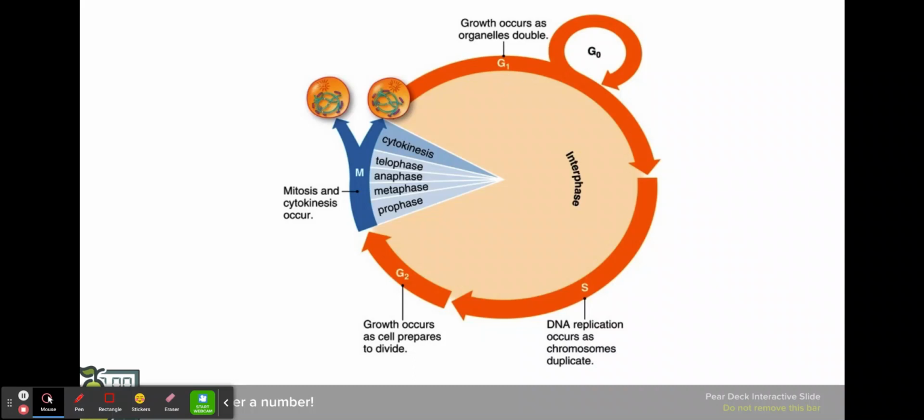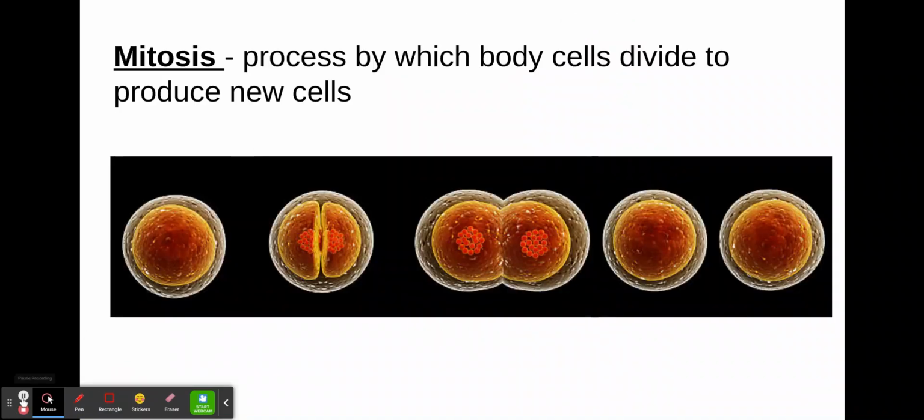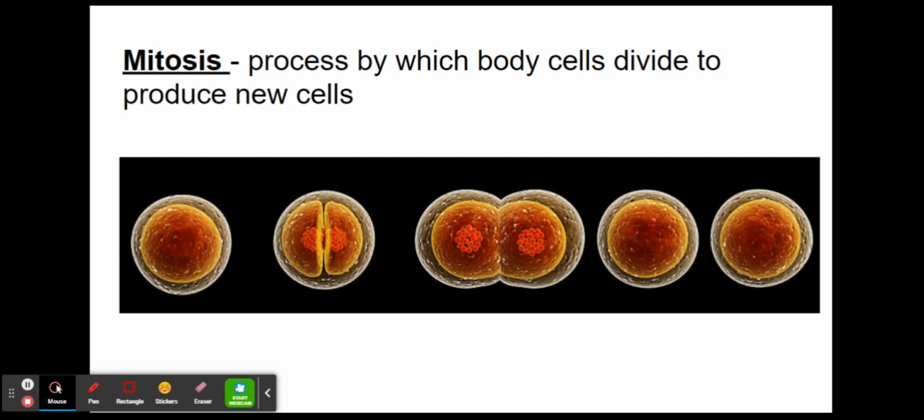They have to grow. They're doing their regular job. If they're a muscle cell, they're contracting. If they're a heart cell, they're helping pump blood. If they're a nerve cell, they're sending nerve signals. So doing their job, growing, and copying the DNA so that then we can be ready to divide in mitosis is what the cell's doing in interphase. Today, now, we're going to talk about mitosis. What is mitosis? Well, mitosis is the process by which body cells divide to produce new cells.